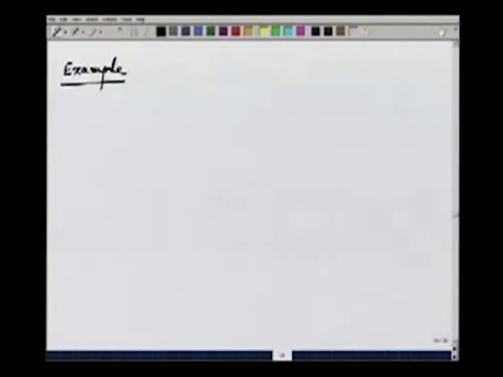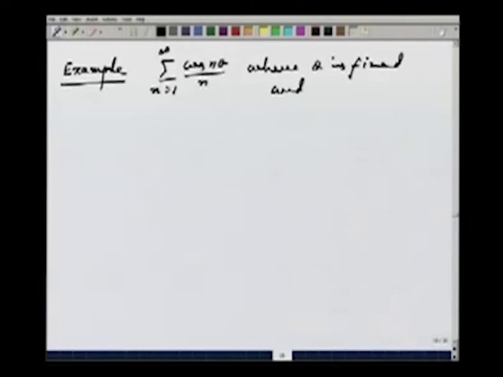Look at the following series. Summation n from 1 to infinity, cosine of n theta divided by n, where theta is a fixed number and theta is not equal to 0.